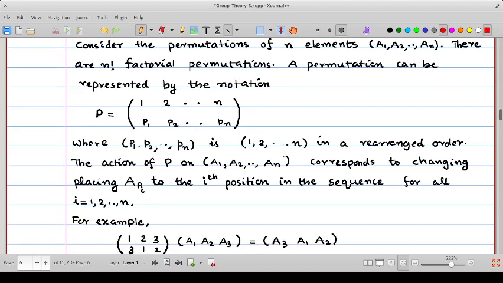Now the meaning of the action of this operation P on a sequence A1, A2, etc. up to An is defined the following way. Suppose P is acting on a sequence of objects A1, A2, etc. up to An. This means we place the object in the P1th position in the first position and the object in the P2th position in the second position, and so on.